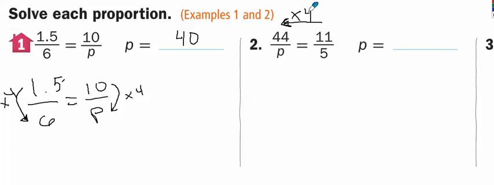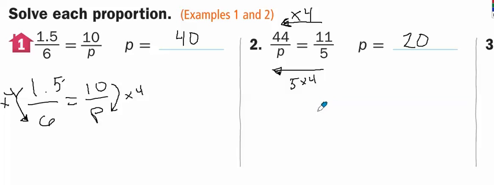If I do 11 times 4, I get 44. So then it makes sense that I would have to also do 5 times 4, take this 5 four times bigger, and that'll give me my value of p. 5 times 4 is 20, so that puts my value of p at 20.